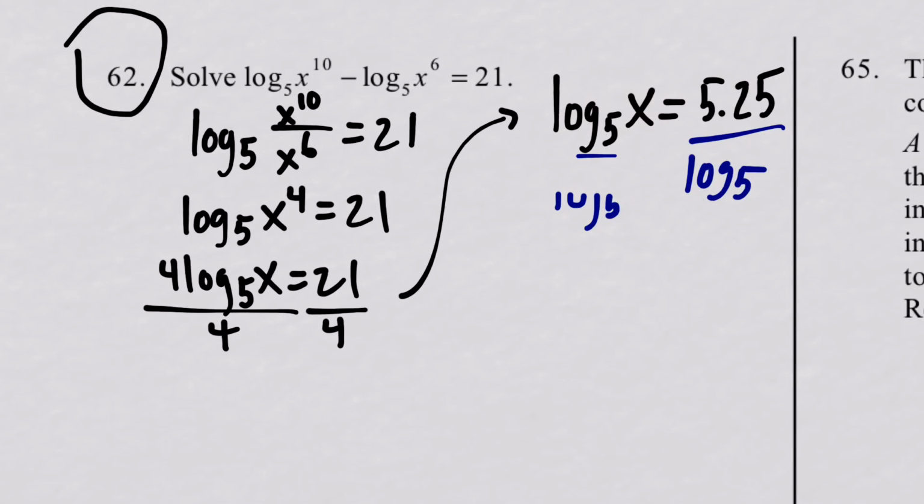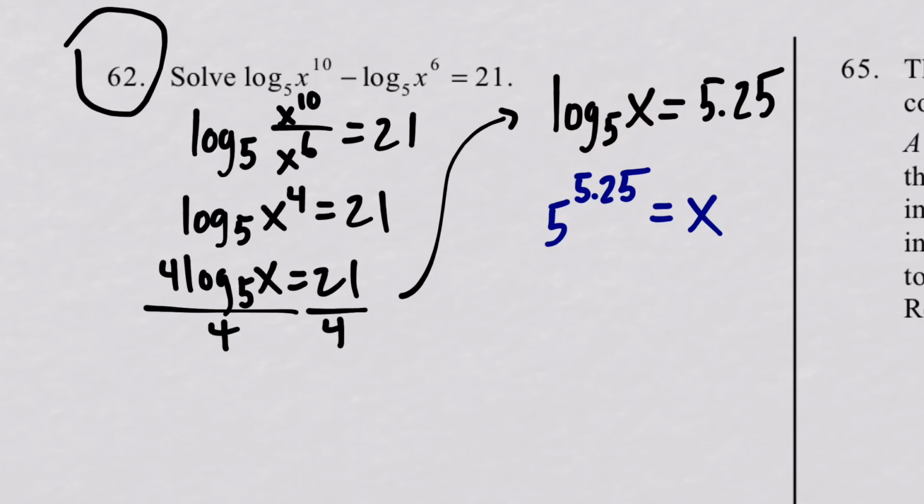Let me erase all this junk that I just made here. What I'm going to do is change this to exponential form. So if you notice, the base of this logarithm is 5, so that's my base of my exponent, 5 to the power of 5.25 is equal to x. And at that point, it's really just a calculator. I can punch that into a calculator to get my final answer. So your final answer is going to be, according to the calculator, 4672.73. And you're done.